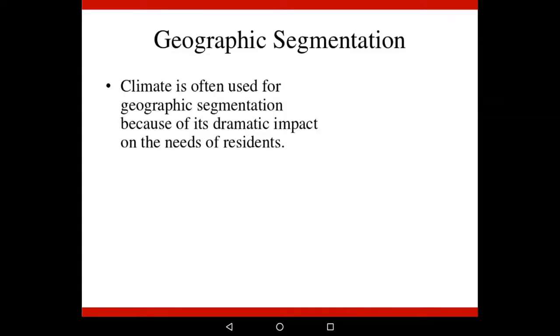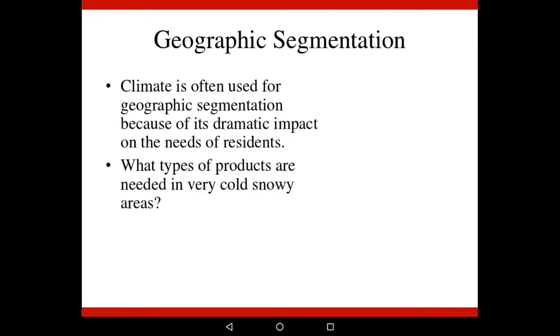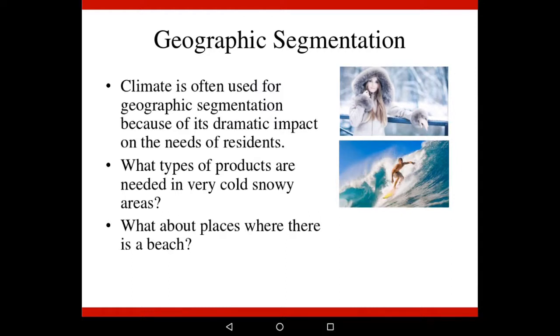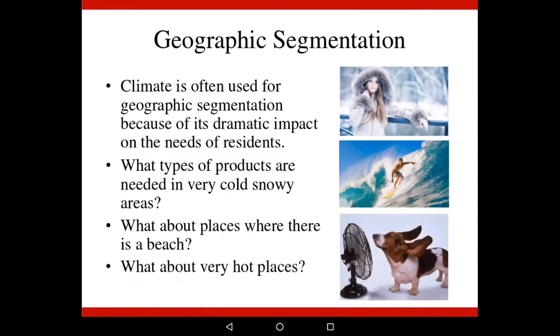Okay, so climate is often used for geographic segmentation because of the dramatic impact on the needs of residents. People who live in different areas, the climate really impacts what they buy. For example, what would you need in cold, snowy areas? Of course, you would need heaters, you would need jackets, and things like that. So companies would sell those in those areas. There we go, fur coat. What about places where there is a beach? Of course, you would need surfboards and board shorts and all kinds of cool slops and things that you can use on the beach. And obviously in very hot places, you're going to need things like fans and air conditioners and so forth.